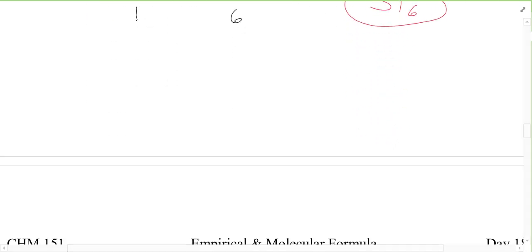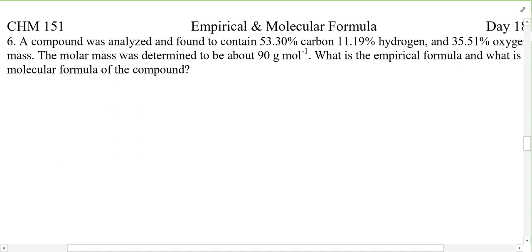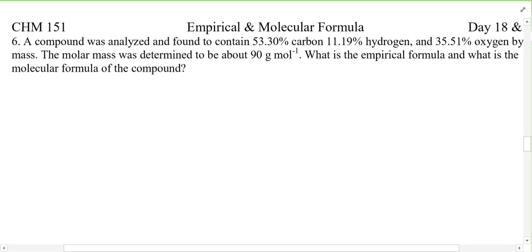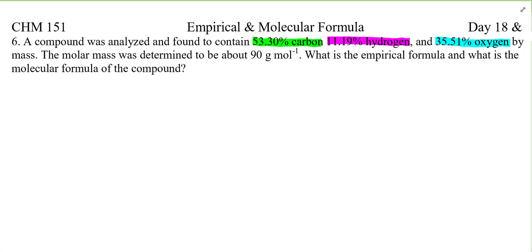One more. Number 6. A compound was analyzed and found to contain 53.3% carbon, 11.19% hydrogen, and 35.51% oxygen by mass. The molar mass was determined to be 90. We have 2 questions. What's the empirical formula and what is the molecular formula?